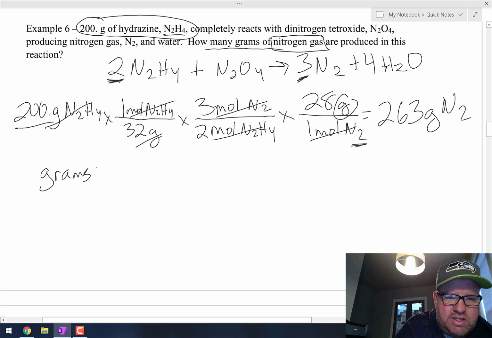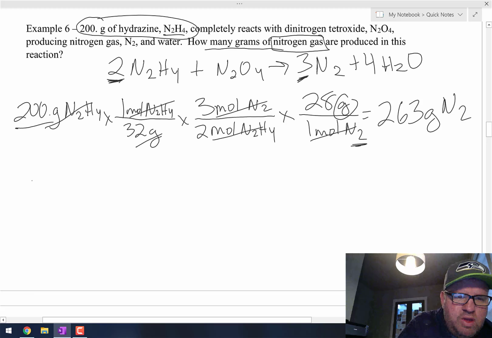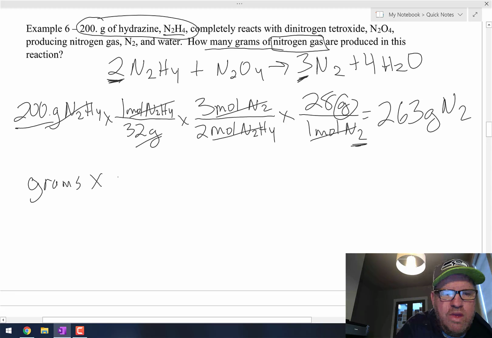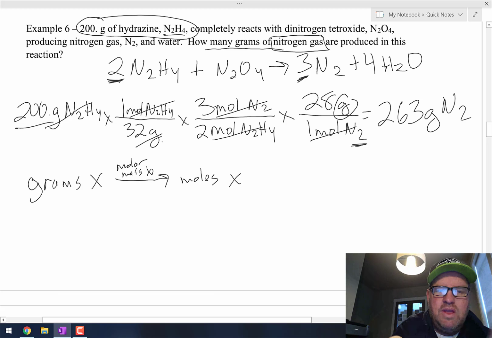Okay, now, here's just a quick, easy way to kind of remember this. And you might want to write this down. Grams. And actually, let me change that a little bit. Grams of unknown substance X, let's say, just so we don't have to use an actual chemical. Grams of X to moles of X. How do you do that? You use the molar mass of X. Okay, that's what we did right here.